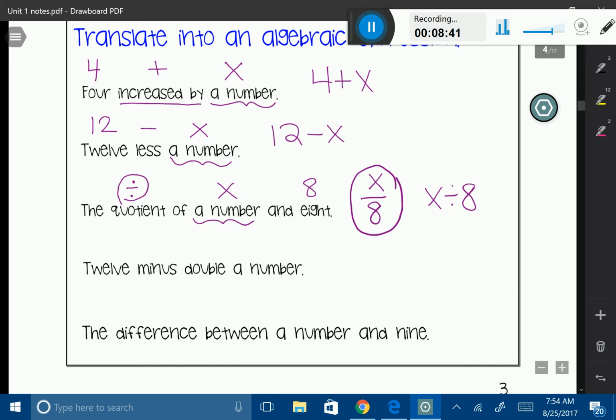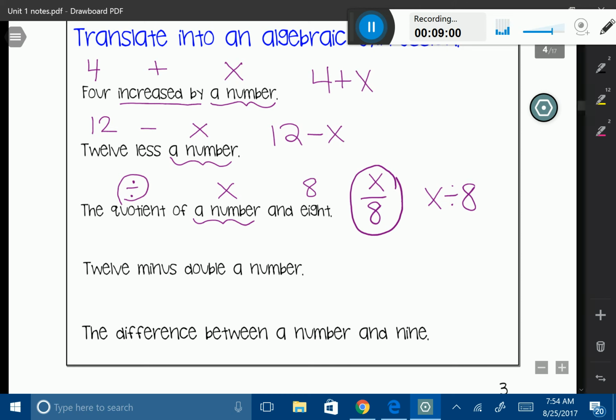Okay. One more thing I want to say about that. You'll notice that I said the quotient of a number. A number came first. So whatever comes first is going to be the thing that goes on the top, in the numerator of the fraction. And then the second one, which is our 8, is going to go in the denominator, the bottom. All right, let's move on.